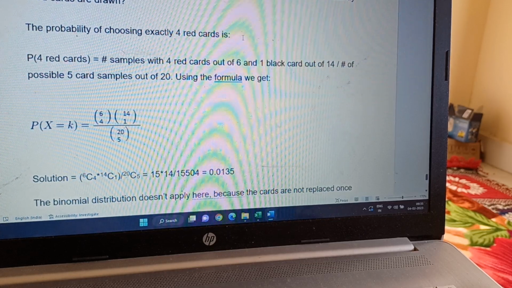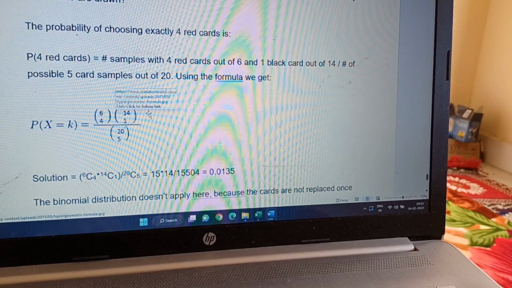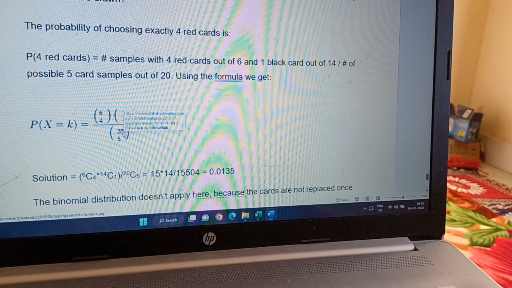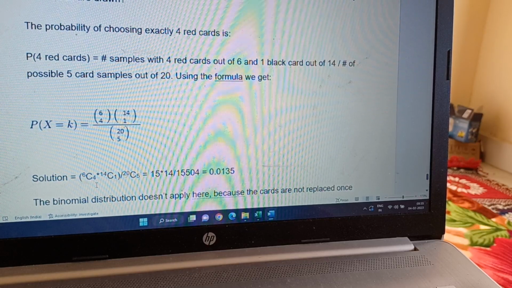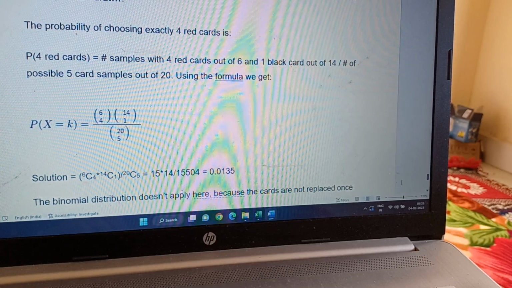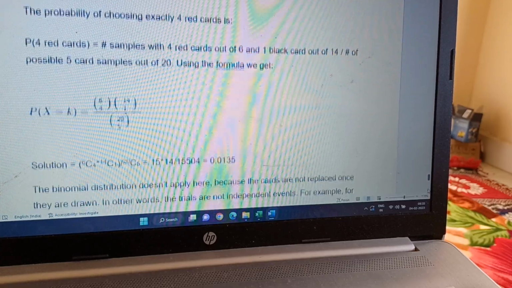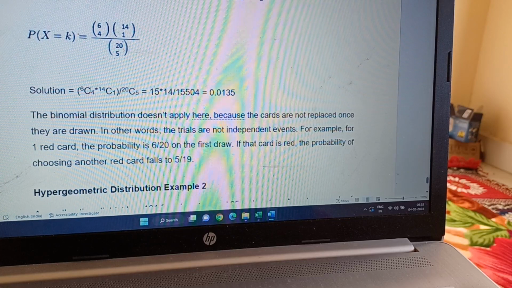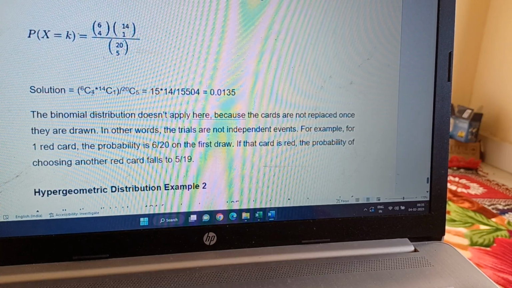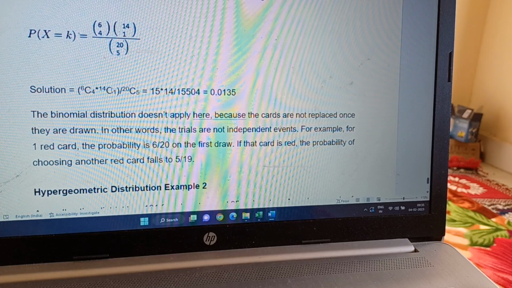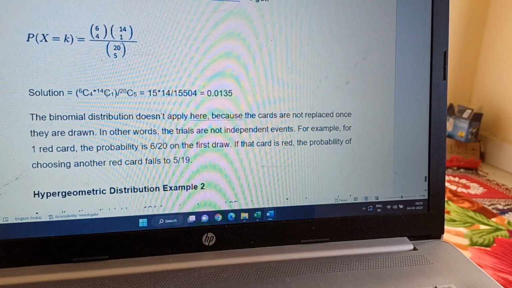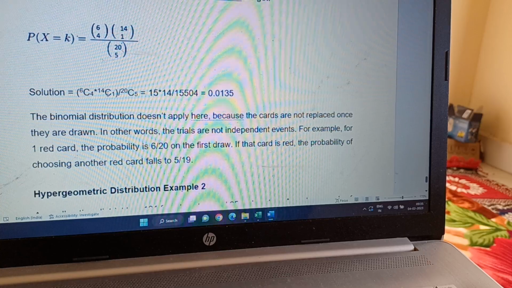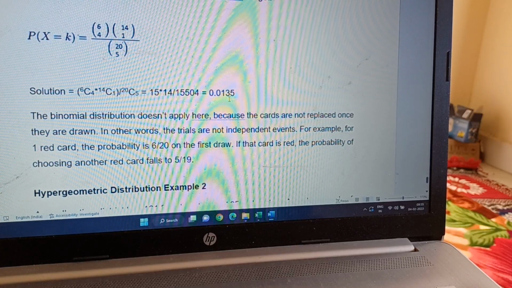So we have 14 choose 1 of choosing 1 card out of 14, and then divided by 20 choose 5. So that's what I wrote in the formula, and you calculate it. 6 choose 4 is the number of ways of choosing 4 out of 6 red cards, and 14 choose 1 is for the black cards, and that divides. So this gives me the answer 0.015.